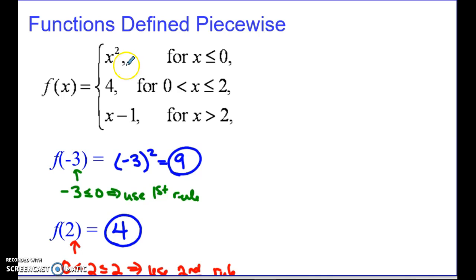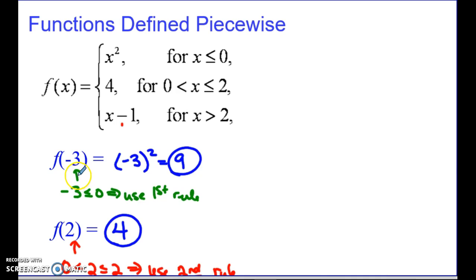So we're going to have this first one. It's got 3 different rules depending on what x value we're using. So I'm going to use the formula x squared if I'm using an x that's less than or equal to 0. I'm going to use just 4, my answer is going to be 4, don't have to do anything, if my x value is between 0 and 2 inclusive of 2. And finally, I'm going to use the formula x minus 1 for any x's that are greater than 2.